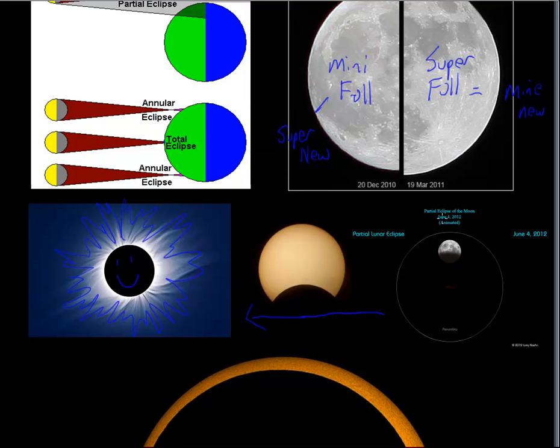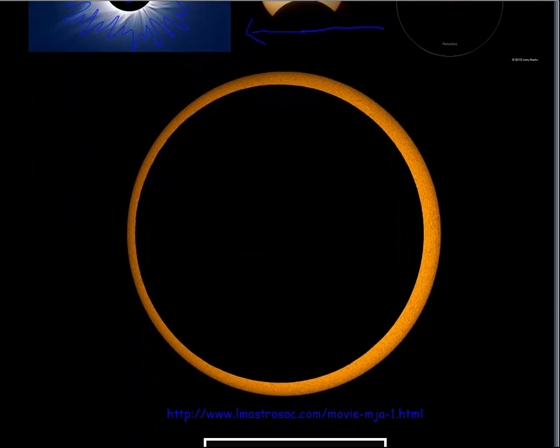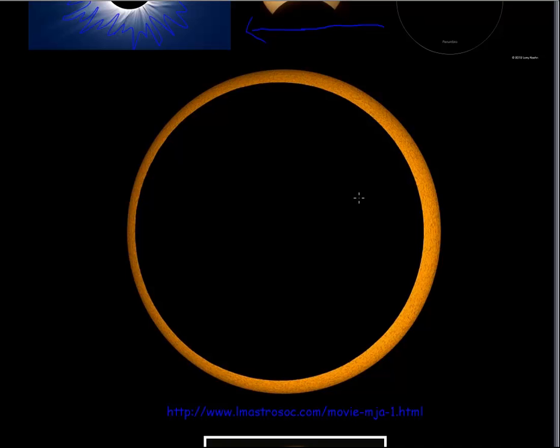This is the one that's going to happen on June 4th. You can see that the orbit is way up here, so it's going to take the moon through part of the umbra, but mostly the penumbra. This is going to be the partial eclipse of June 4th, 2012. Here's a picture of another one. This one I think was in 2005.